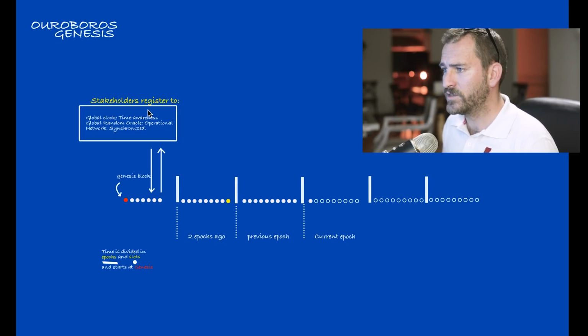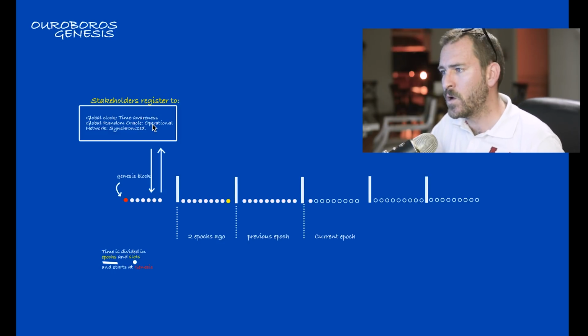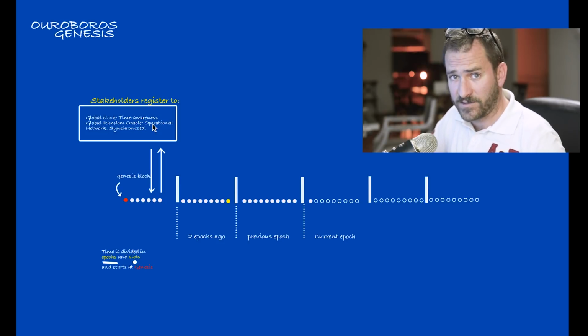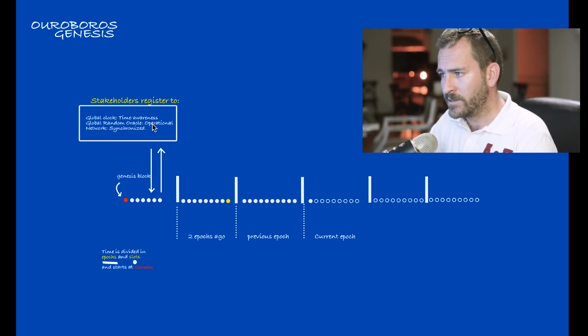Number one, we need to register to a global clock, which is a functionality that will allow us to know the exact time in the network, which is a challenge because it is a decentralized network, right? Which is the correct time? We are going to register into it, and we will know exactly at what epoch and at what slot the blockchain is currently in.